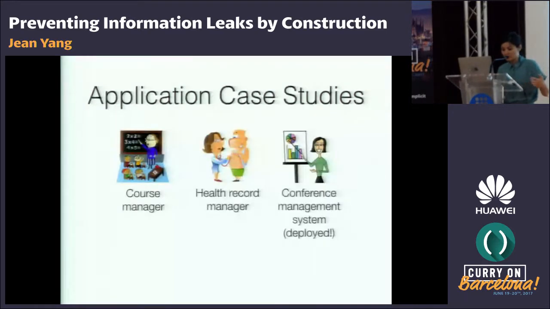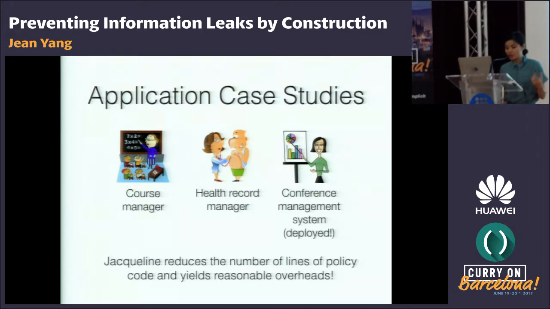So we did some application case studies. We built a small course manager, a health record manager, and a conference management system that we deployed for a small workshop. And what we showed was that Jacqueline reduces the number of lines of policy code, makes the code centralized so it's much easier to audit, and it also yields reasonable overheads.